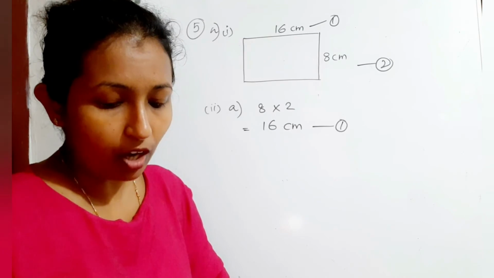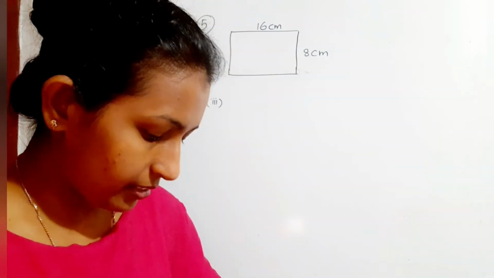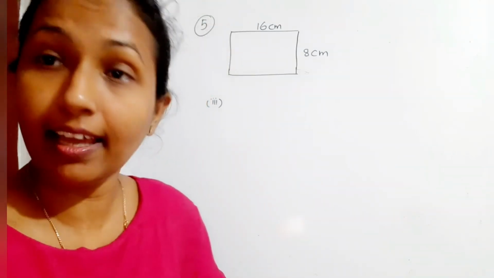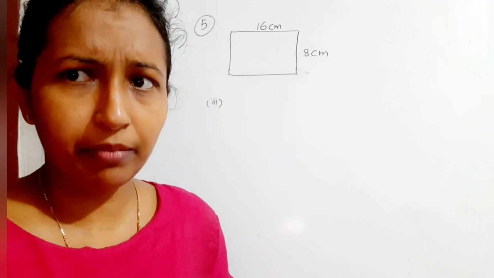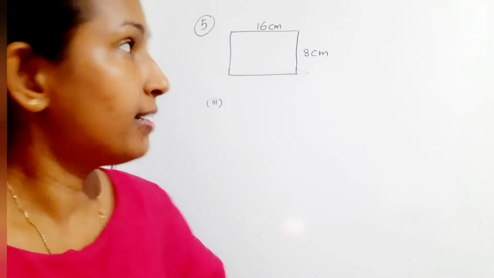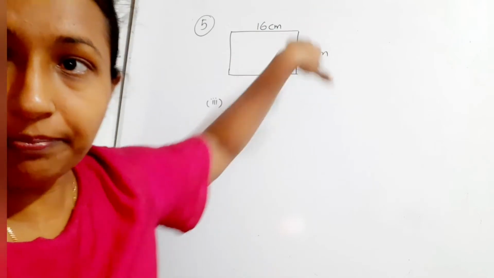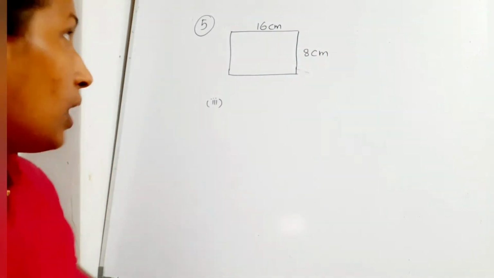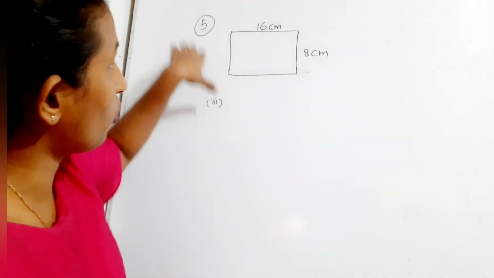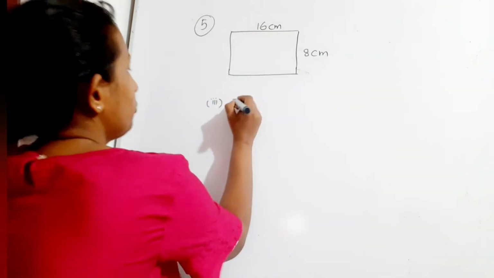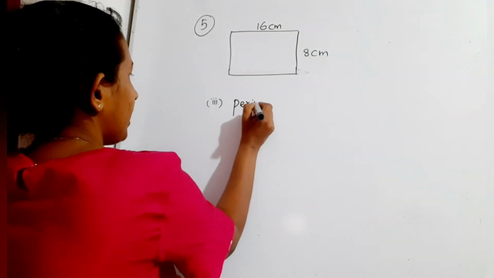Find the perimeter of that rectangle. Right, let's find the perimeter of that rectangle. What do you mean by perimeter? Perimeter means length around the figure. Length around the figure is called perimeter. So you have to add all the lengths around the figure to find the perimeter. Okay, let's see.